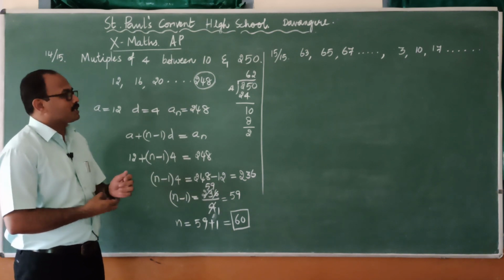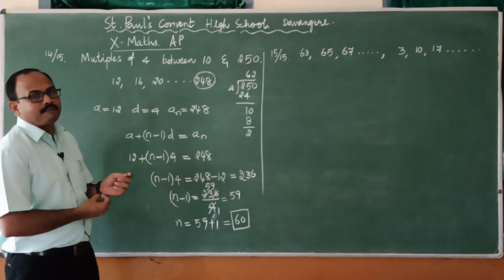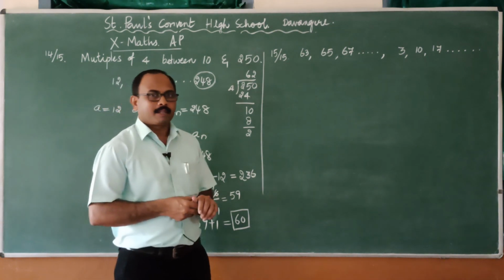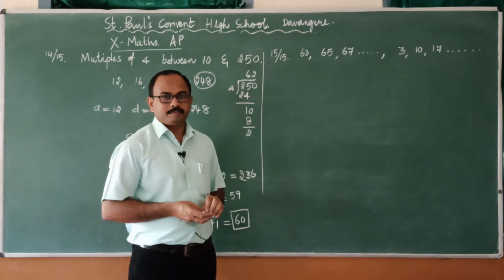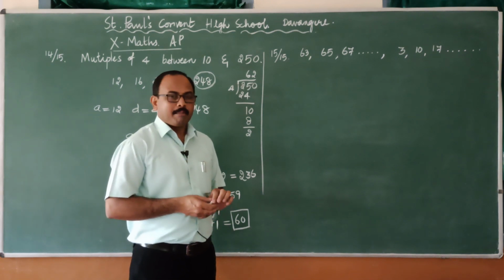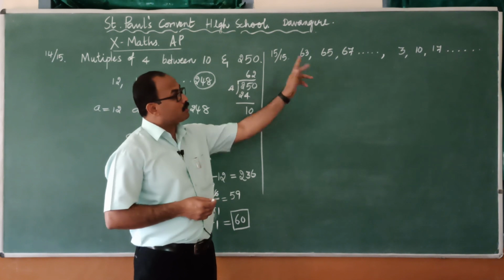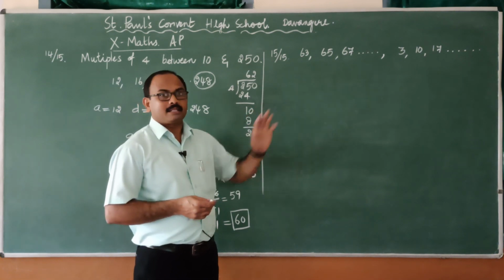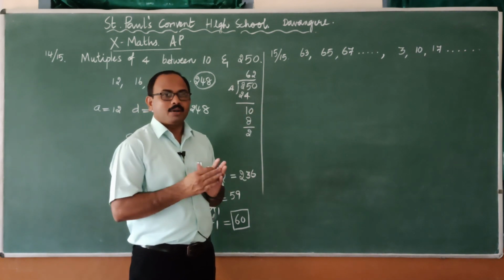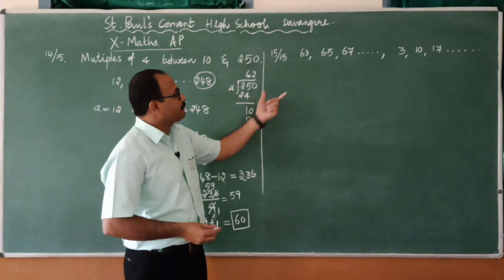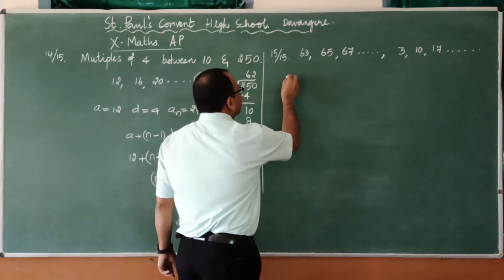It's a very easy calculation. The next sum, the 15th sum, it says there are 2 APs. Okay, 2 APs are given. Among the 2 APs, which term of this will be equal to the nth term of that? Find out which term of these 2 APs are equal. Therefore, let me take this first one.